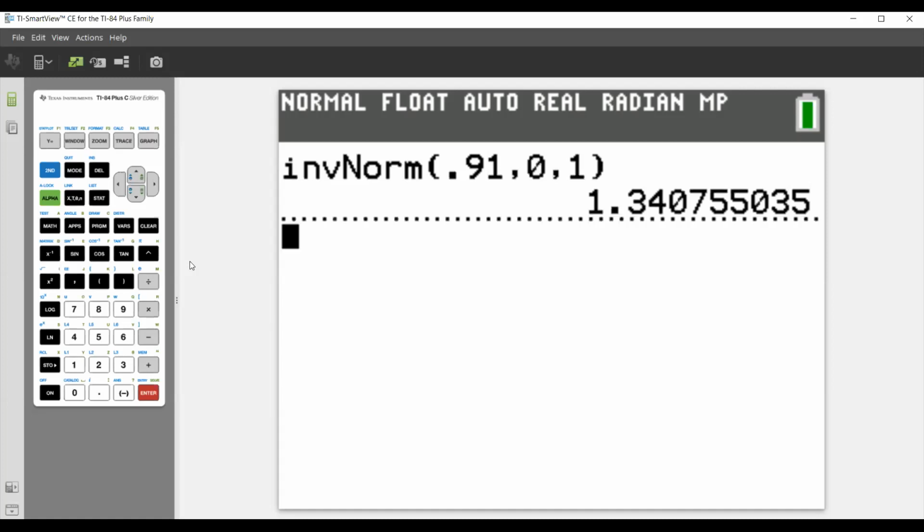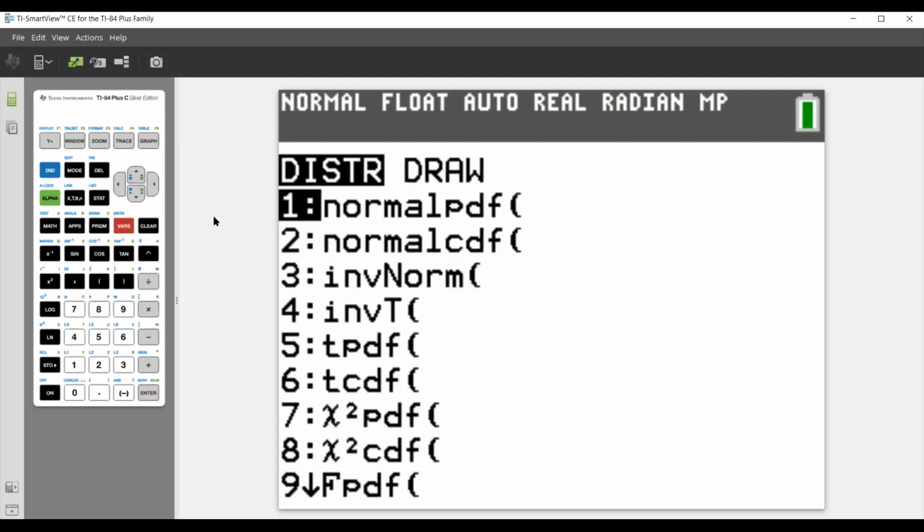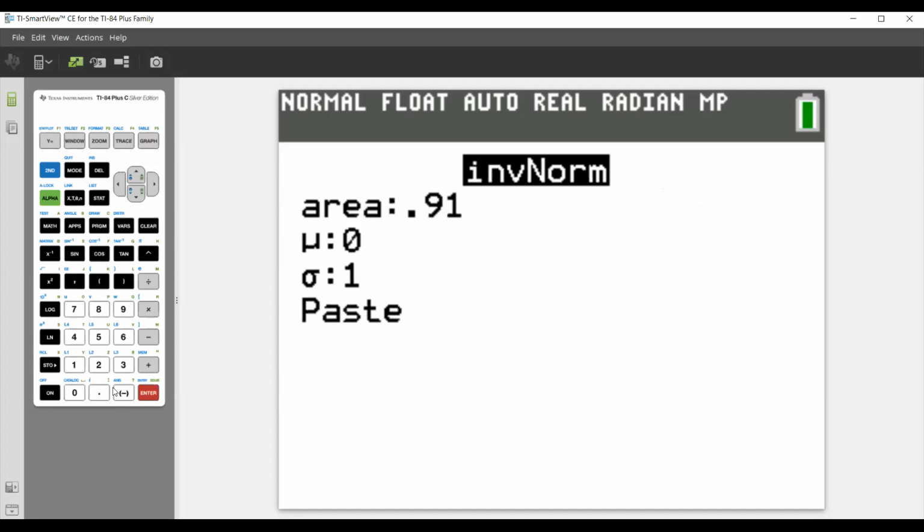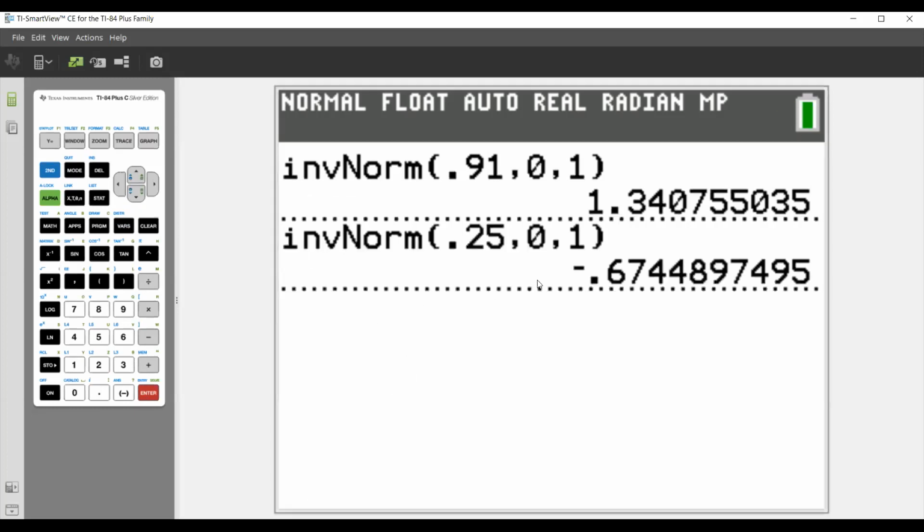If I ask you to find the Z that corresponds to the 25th percentile, you're basically being asked to find the Z that corresponds to the area to the left of 0.25. Inverse normal gives you that answer. You just type in 0.25 here. There it is, negative 0.6745 if you round it to 4 decimal places.